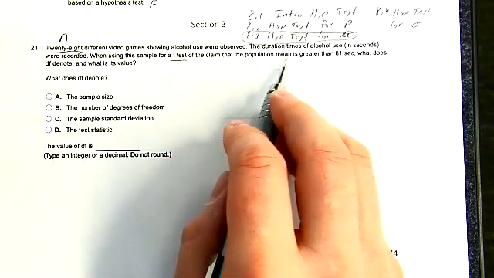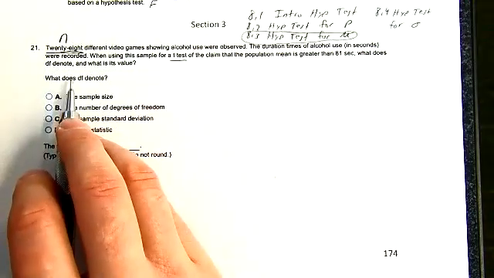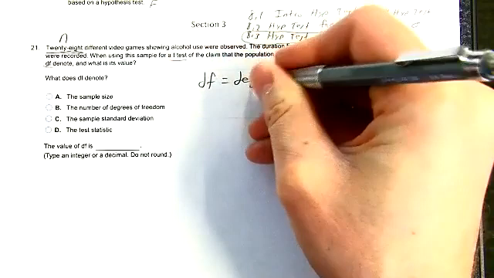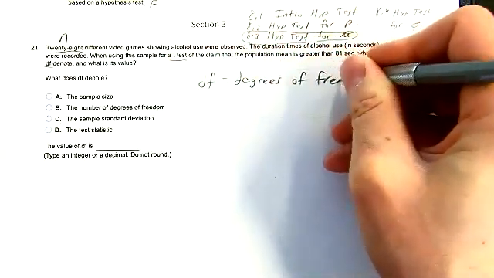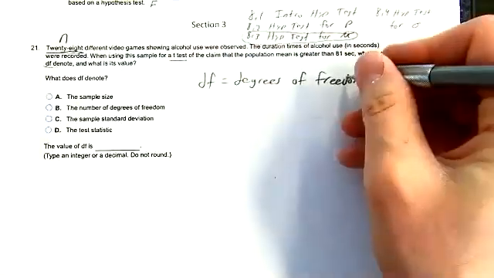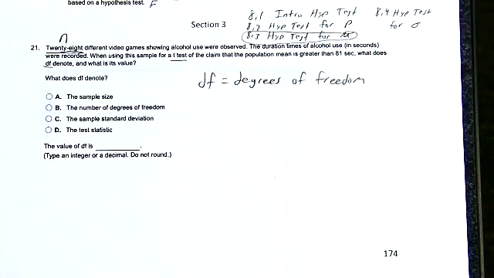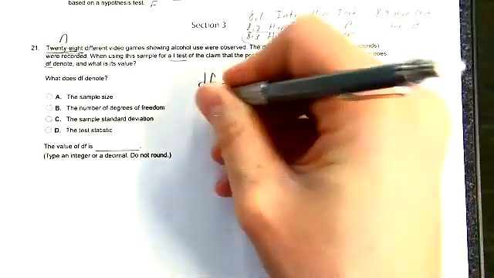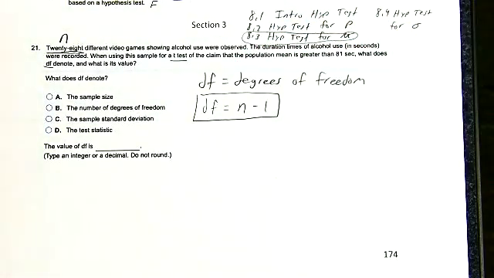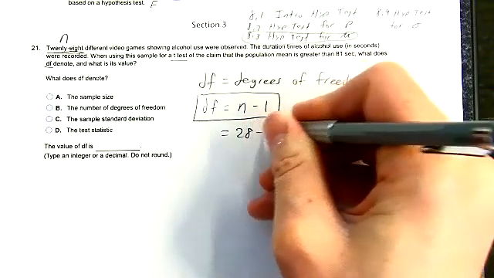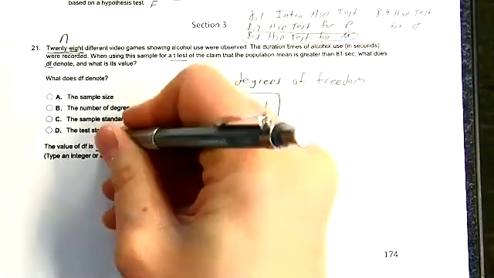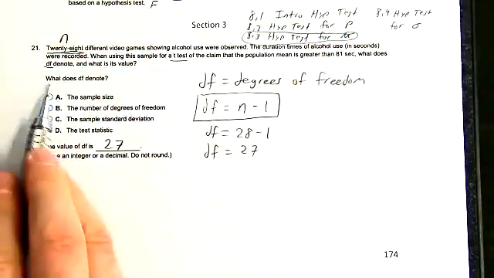Of the claim that the population mean is greater than 81 seconds, what does DF denote? DF is called the degrees of freedom, and it's a measure of how much variation we can have in the data. It's a very simple equation: it's just n minus 1. You take your sample size, in this case 28, and subtract 1. So the degrees of freedom for this problem are 27. And what does DF denote? It is the number of degrees of freedom.